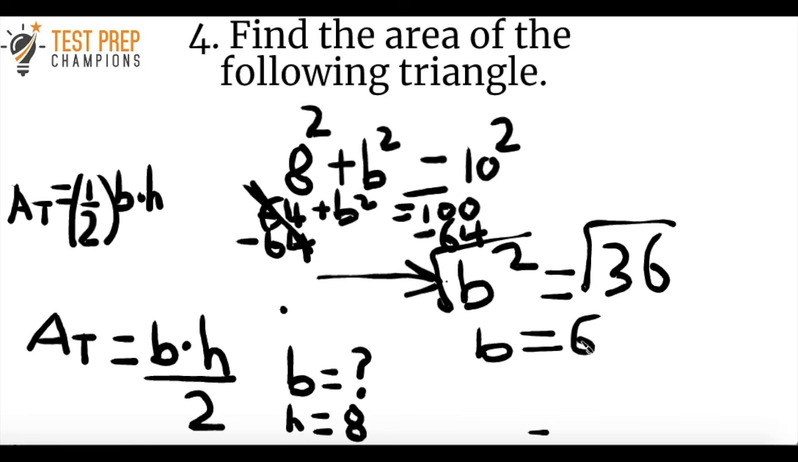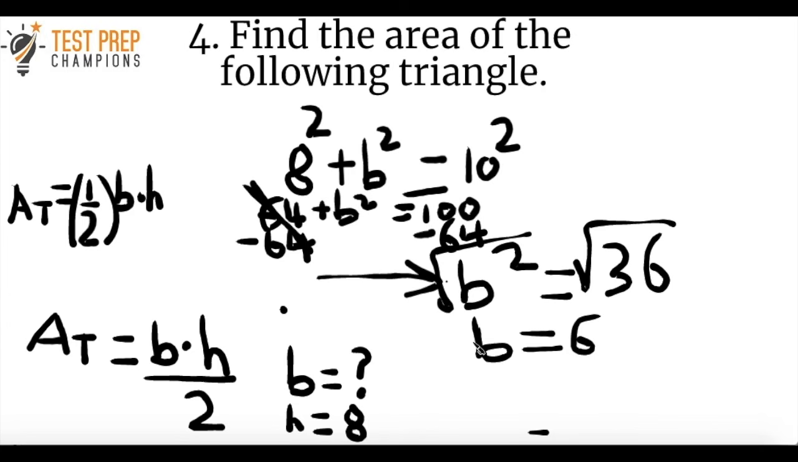To do the square root of 36, there are two things you could do. One, you could just memorize that the square root of 36 is 6. But if you don't want to do that, just know how to use the square root on your calculator. You would put 36 under the square root, use your calculator, and you would get 6. So either way, b is 6. We have now established that b is equal to 6.